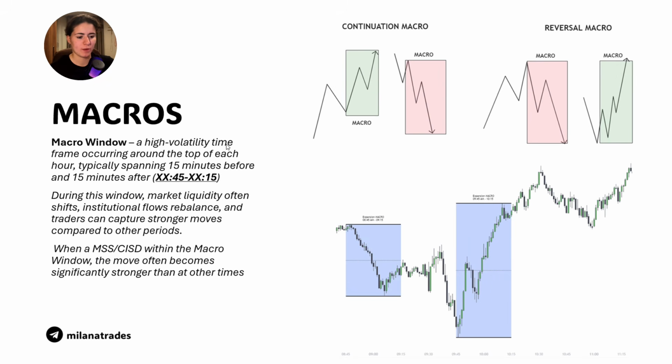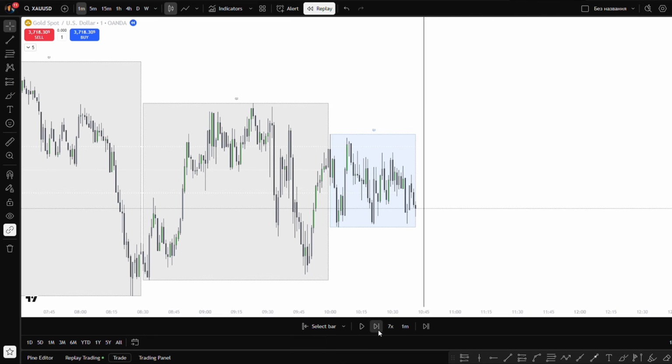And the last important thing is macros. The macro window is a high volatility time that happens around the top of each hour, usually spanning from 15 minutes before and 15 minutes after. If you are an intraday trader working inside a session or using 90-minute cycles, it's very important to pay attention to macros. There are two main types of macros. The first is continuation macro, when order flow continues through the macro window, often creating strong moves. And the second is reversal macro, when a structure break occurs inside the macro, which can often be much stronger than at another time.